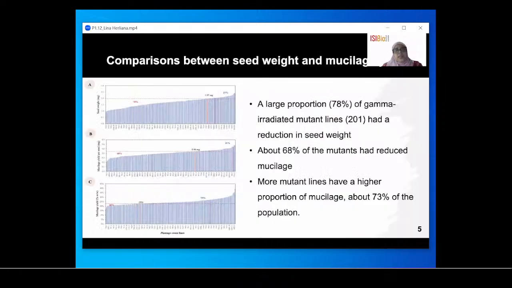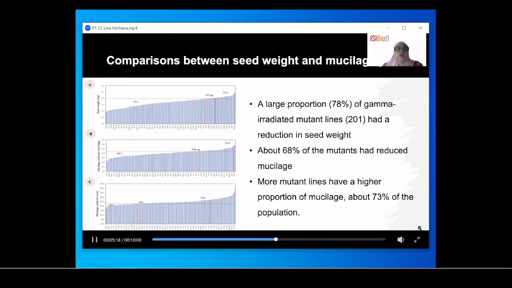Figure A shows that a large proportion of gamma-irradiated mutant lines had a reduction in the seed weight. This trend was also observed as a reduction in mucilage yield per seed in figure B. About 68% of the mutants had reduced mucilage amounts. Figure C, the proportion of mucilage yield per dry seed weight, shows the opposite trend. More mutant lines have a higher proportion of mucilage, about 73% of the population.